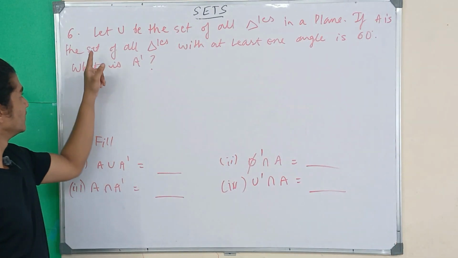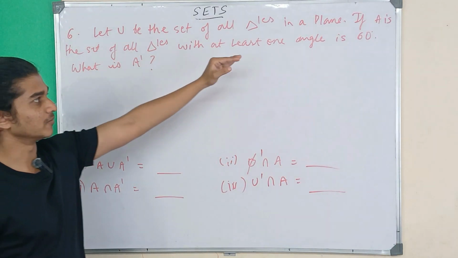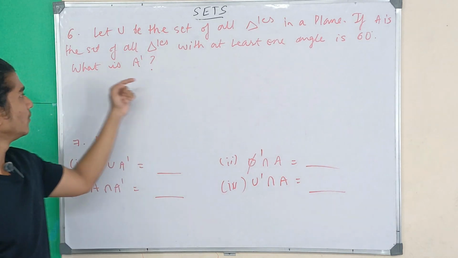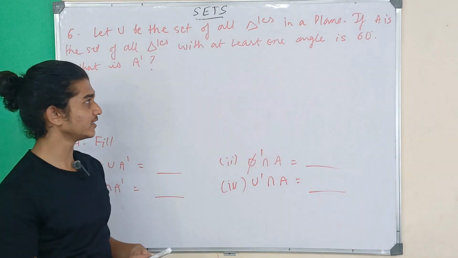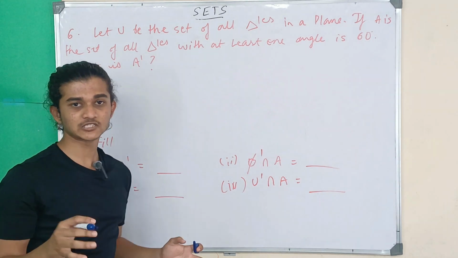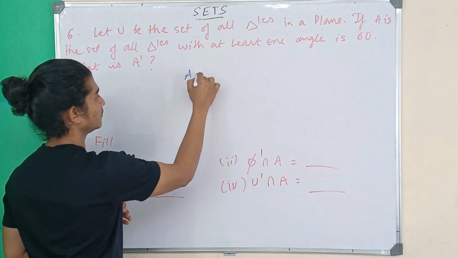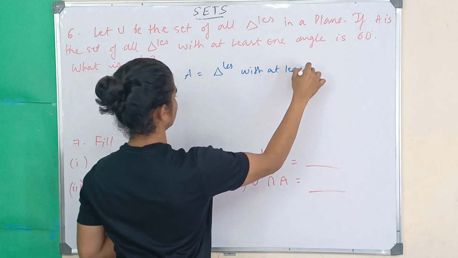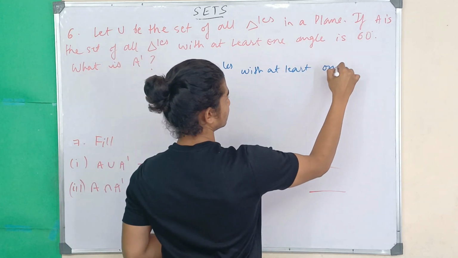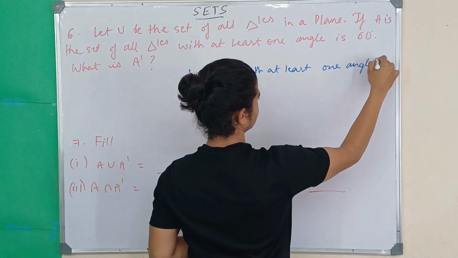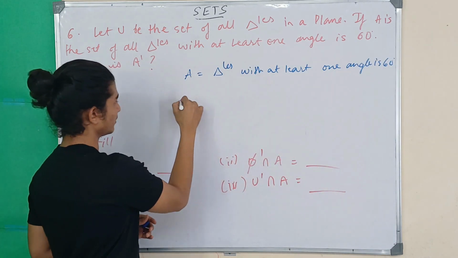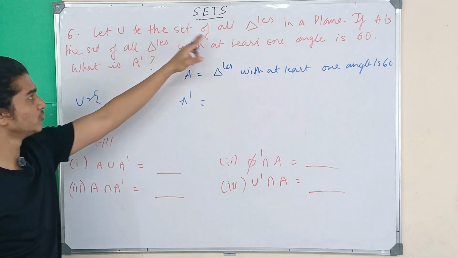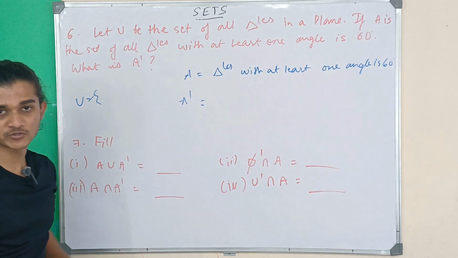So the sixth one is, let the universal set be the set of all triangles in a plane. If A is the set of all triangles with at least one angle of 60 degrees, what is A complement? They're saying your set A equals the set of all triangles with at least one angle 60 degrees. So what is going to be your A complement, considering U is the set of all triangles in a plane?